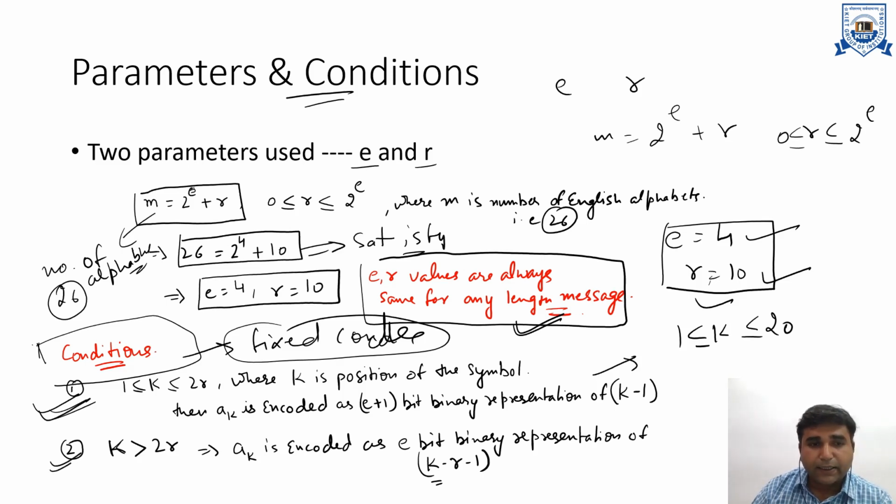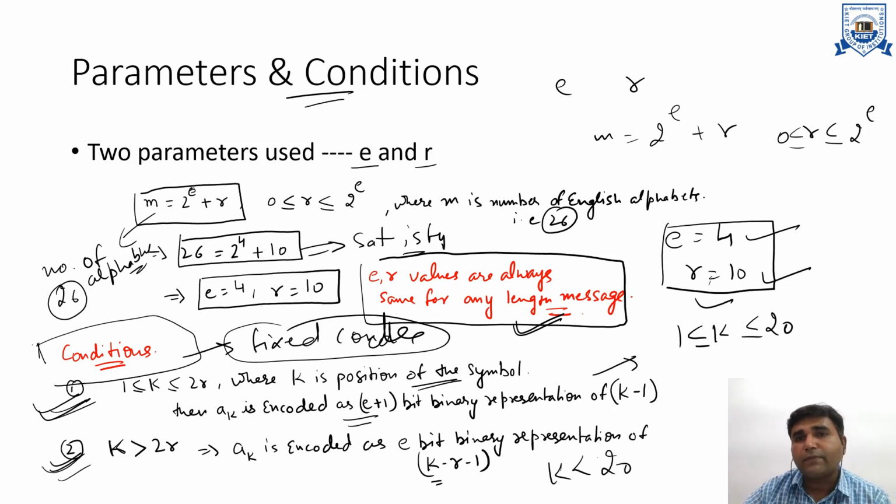And the second condition is when the value of k is greater than 2r, 2r means 20, then we will apply the second condition. Now if the first condition is satisfied, then we have to encode e plus 1 bit binary representation of k minus 1. Here k stands for the position of the symbol.